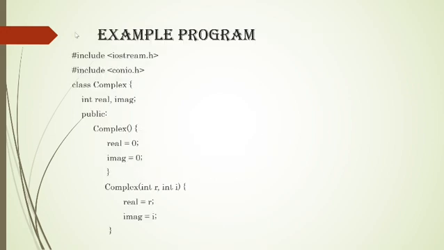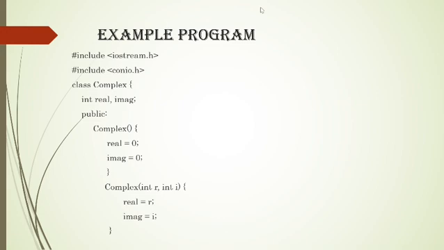We begin by including header files. iostream.h is used for input and output functions like cout and cin, and conio.h is used for clrscr and getch in Turbo C++. Here we define a class called complex to represent complex numbers.